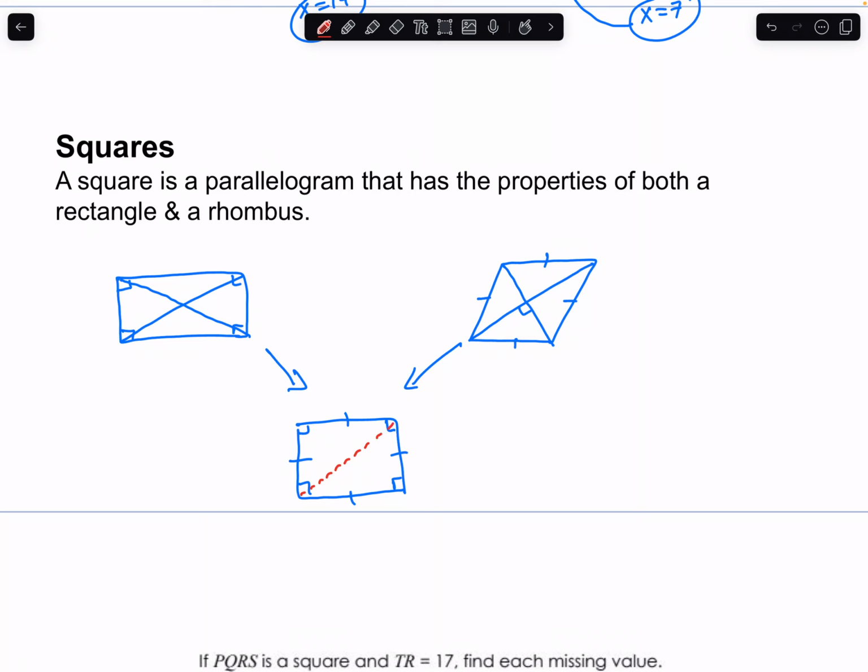The diagonals are going to be congruent. They're going to be the same length. And at the same time, they make a 90-degree angle. So a square has all of these properties combined. And it's still a parallelogram, right? So let's do some examples that talk about the relationships between these two properties combined into just one square.